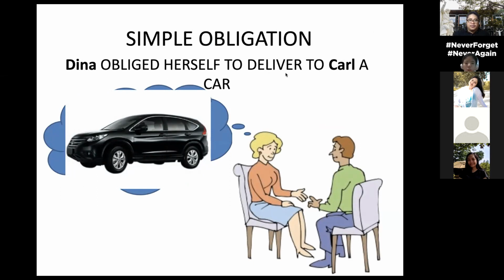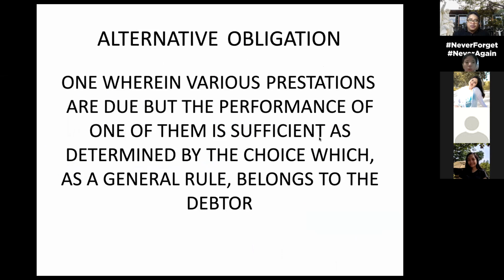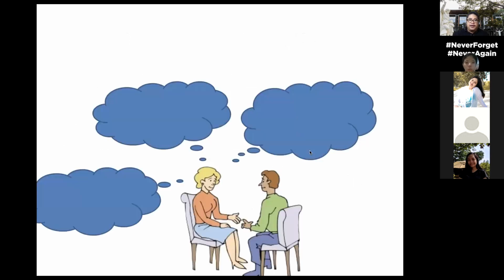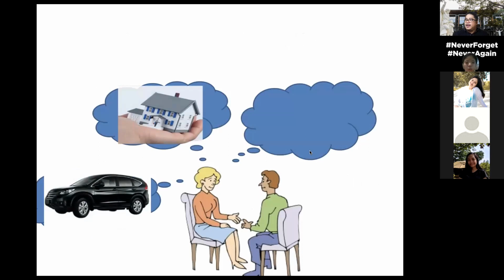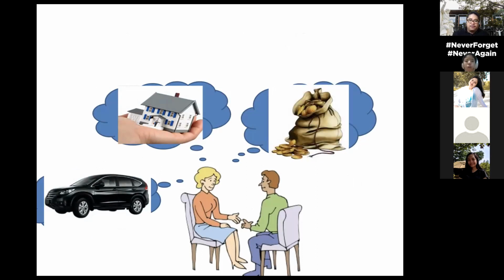Okay. Now, please take note, again, wherein various prestations are due, but the performance of one of them is sufficient, as determined by the choice, which is a general rule. Again, most important, the choice belongs to the debtor. The choice belongs to the debtor. Okay. Now, here we have technically Dina making several prestations. Either she will deliver a car, she will give the house, or deliver a sum of money.